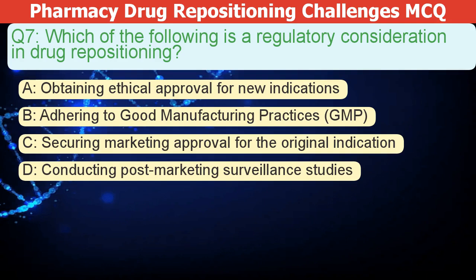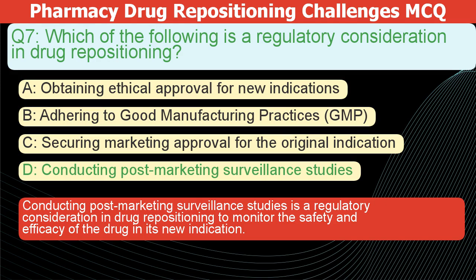Which of the following is a regulatory consideration in drug repositioning? A. Obtaining ethical approval for new indications. B. Adhering to good manufacturing practices, or GMP. C. Securing marketing approval for the original indication. D. Conducting post-marketing surveillance studies. The correct answer is D. Conducting post-marketing surveillance studies is a regulatory consideration in drug repositioning to monitor the safety and efficacy of the drug in its new indication.